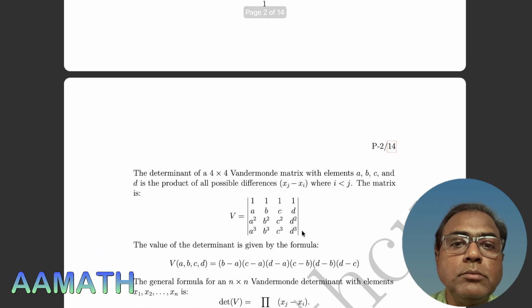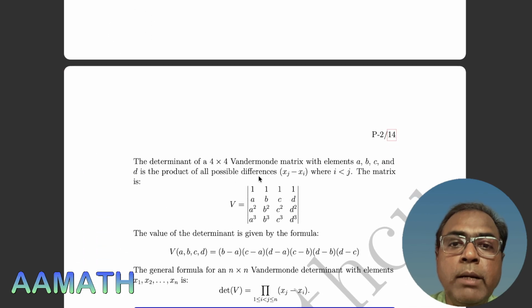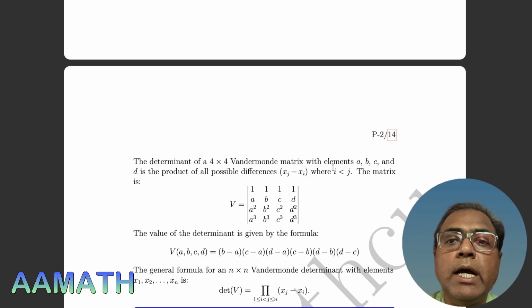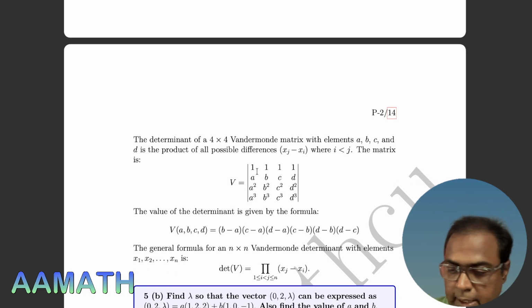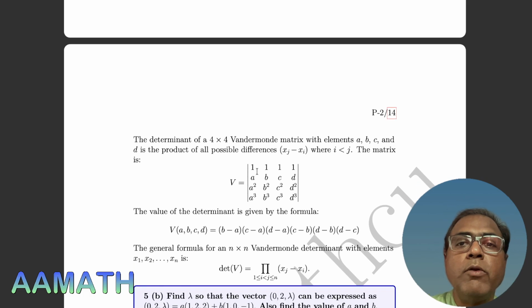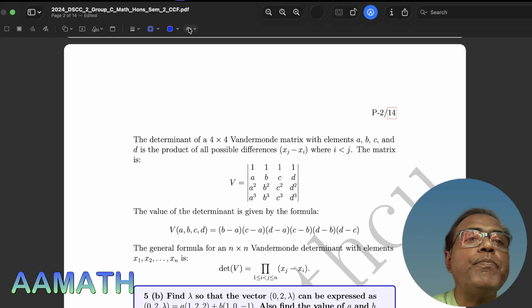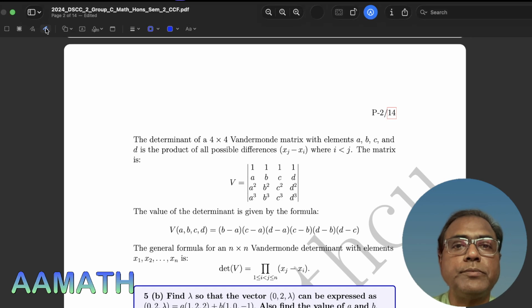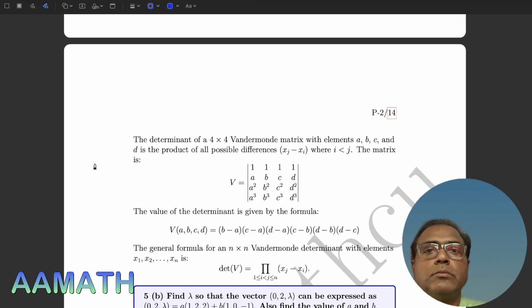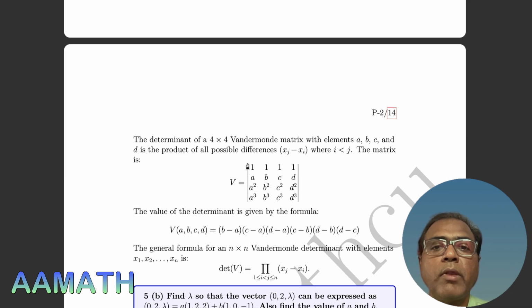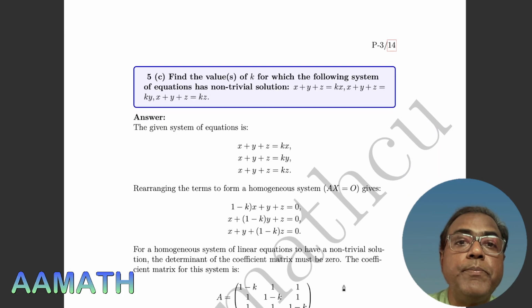Now the 4 by 4 Vandermonde matrix with the elements A B C. Actually, this is the matrix sign, not the determinant sign. This is the matrix.